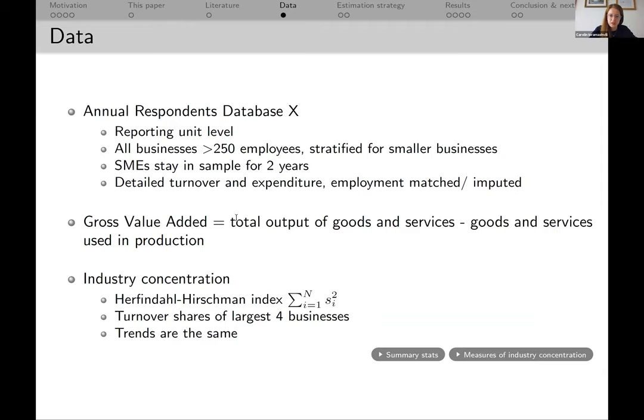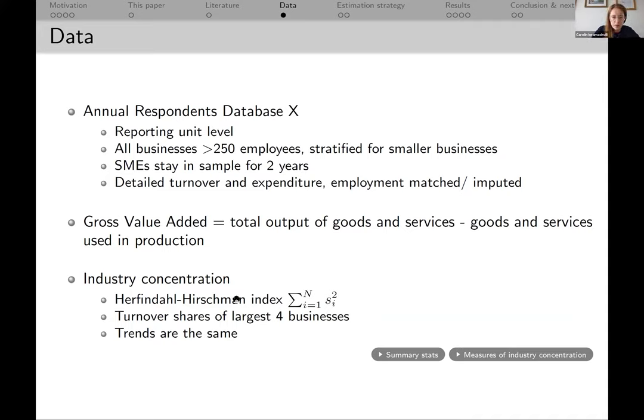I have really detailed information about turnover and expenditure, so I can back out the gross value added of the firm. Unfortunately, the employment data is a bit patchy because it's matched from other surveys, so it's not necessarily updated to the point of the survey, but I have an estimate for employment essentially. So the main variable that I'm interested in to compute the labor share is the gross value added. Basically, that is the total output of goods and services, so total sales, minus the goods and services that go into production. So it's kind of similar to GDP at the firm level, if you want to think about it this way.